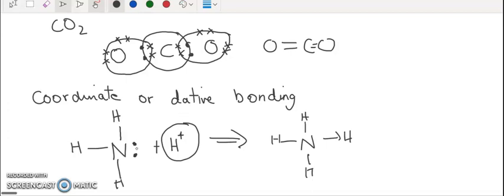So nitrogen is the one providing the electrons, and hydrogen is the one providing the vacant orbital, or the vacant shell, for these two electrons to live. It's like renting a house. Hydrogen is renting its house for two people, or two couples, and so they can go and live in hydrogen's shell. It's as simple as that.